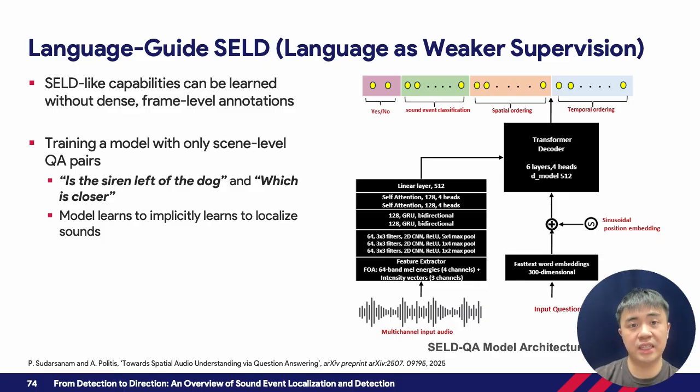Now, perhaps one of the most fascinating findings from this line of research is that language can be used as a form of weaker supervision. As this work demonstrates, it's possible to learn SELD-like capabilities without any of the dense, expensive, frame-level annotations that we've been discussing. By training a model only on scene-level question-answer pairs, such as "is the siren to the left of the dog?", the model is forced to implicitly learn how to localize sounds in order to answer these spatial questions correctly. For example, in this work, the authors showed that the SELD QA model achieves performance comparable to fully supervised baselines, highlighting the immense potential of language to dramatically reduce annotation costs in the future.